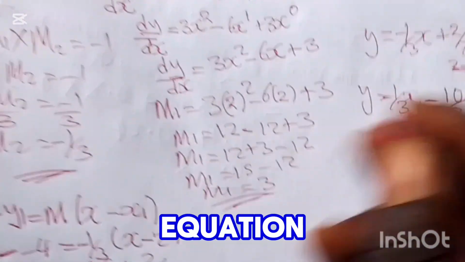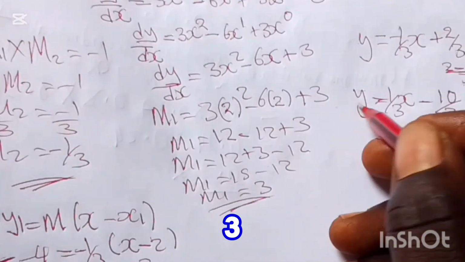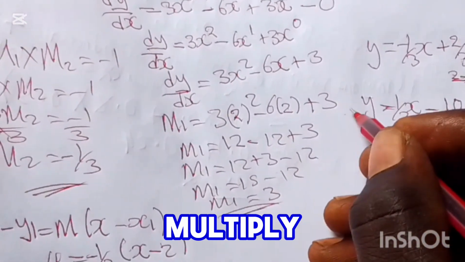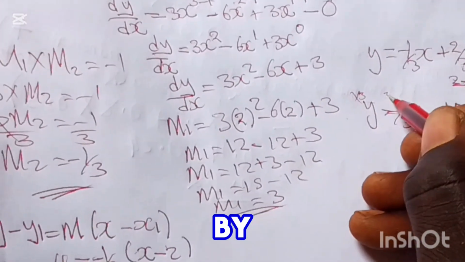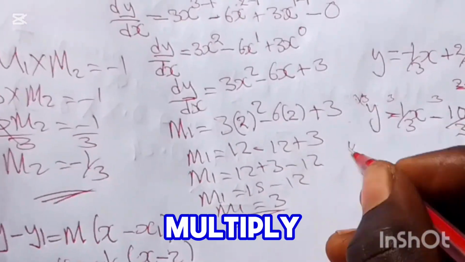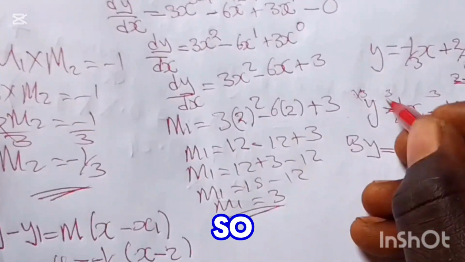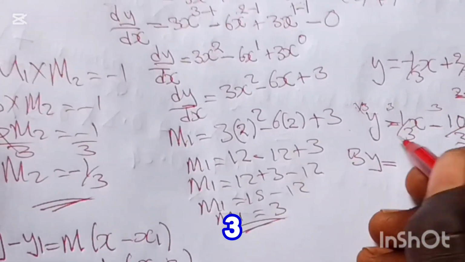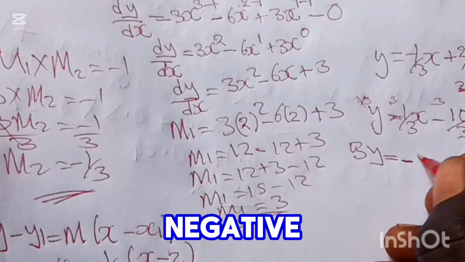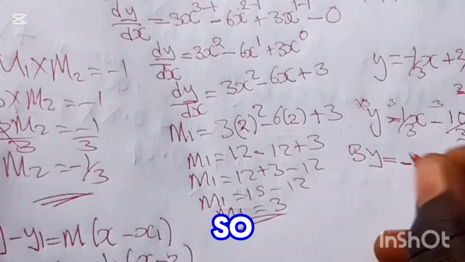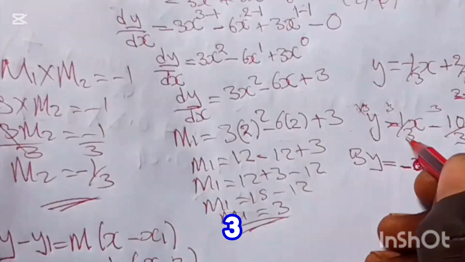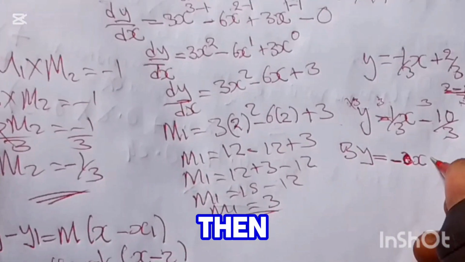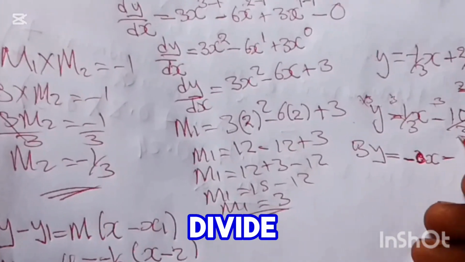So here we need to find the equation of the normal to the curve. So we are going to multiply by 3 to balance this equation. We are going to multiply each term by 3. So 3 multiplied by y is 3y, is equal to 3 multiplied by negative 1 over 3x, so we're going to have negative x, since 3 divided by 3 cancels, then subtract 3 multiplied by 10, which is 30 divided by 3, which is 10.